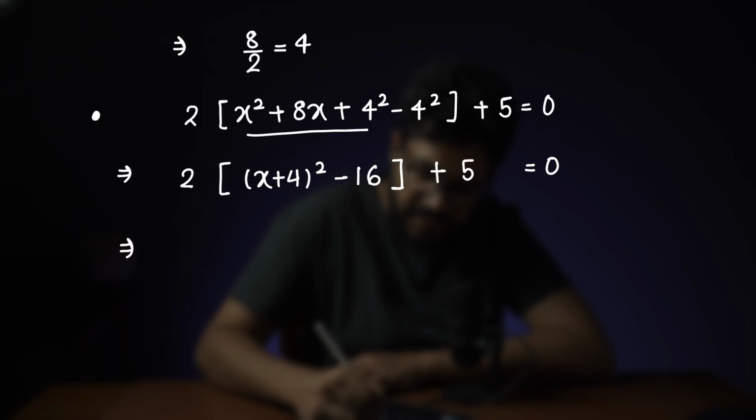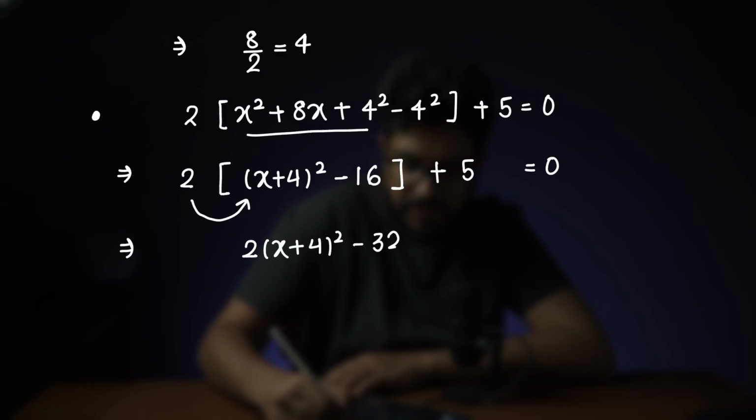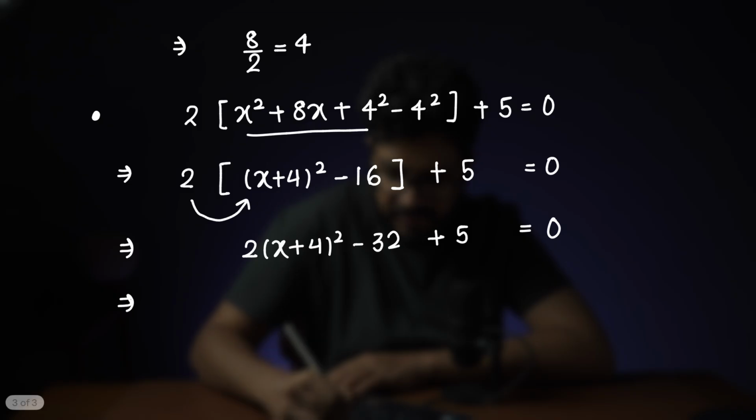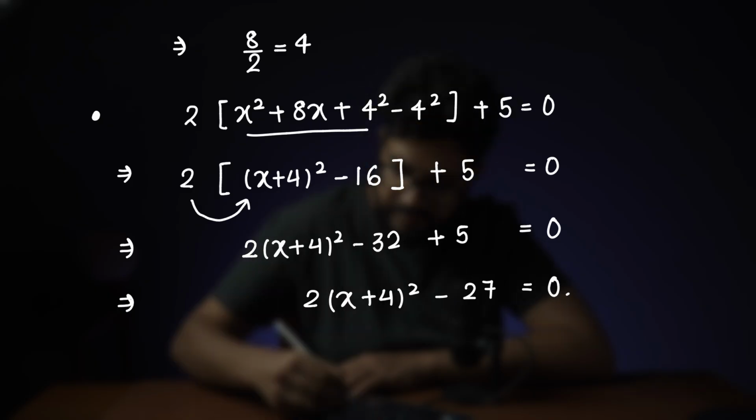Now we will expand this bracket. 2 will be multiplied with each term. So 2 times (x plus 4) whole squared minus 32 plus 5, which is equal to 0. So this implies 2 times (x plus 4) whole squared minus 27 is equal to 0.